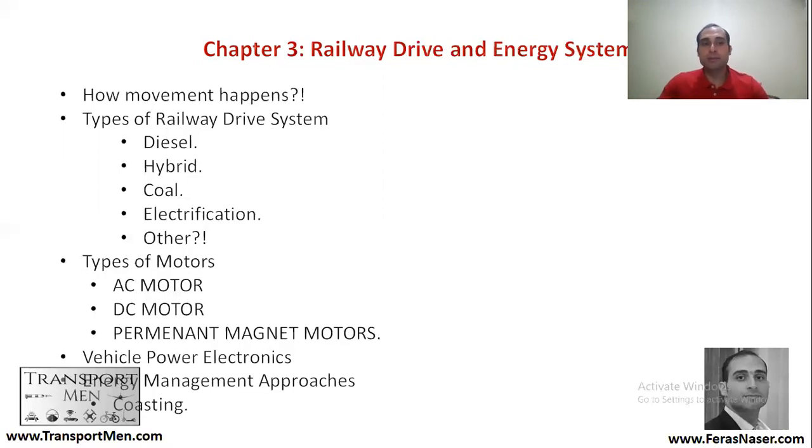Then you will be talking about types of railway drive system. We talk that you can have a diesel train, you can have a hybrid train, a little bit of diesel and a little bit of electricity. And as in Hejaz Railway, you can have a coal train, and some trains in China can be an environmental disaster. Also electrification, you can have a fully electrified line and others. There are some attempts to use ethanol and, as I said before, hydrogen. And there is one hydrogen train that is operating, or maybe more.